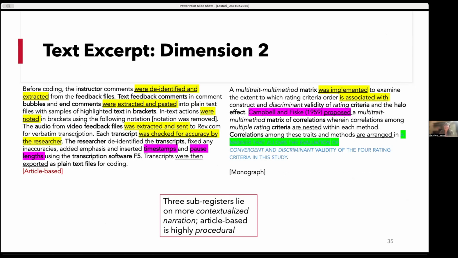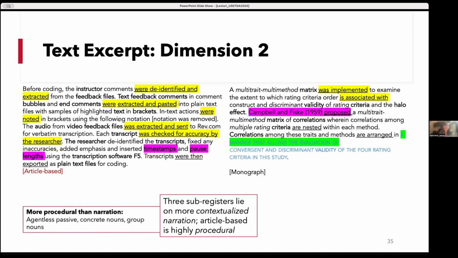On the left side, we have the article-based dissertation. If we look at the language here, we see features, for example, the instructor comments were de-identified and extracted. That is an example of the agentless passive. And N comments were extracted and pasted is also agentless passive. Was extracted and sent. So there is much agentless passive use with concrete nouns like comments and feedback files, and this indicates more of the procedures in the research rather than describing a narration.